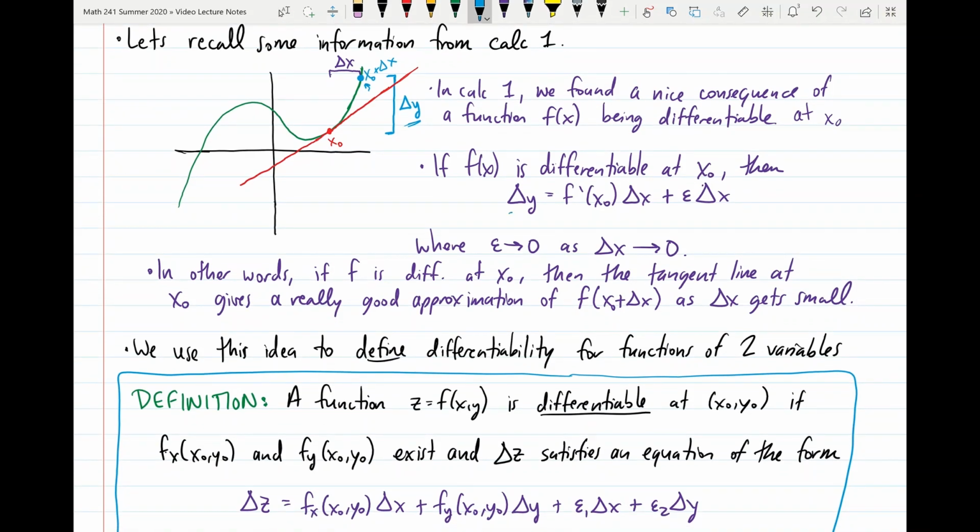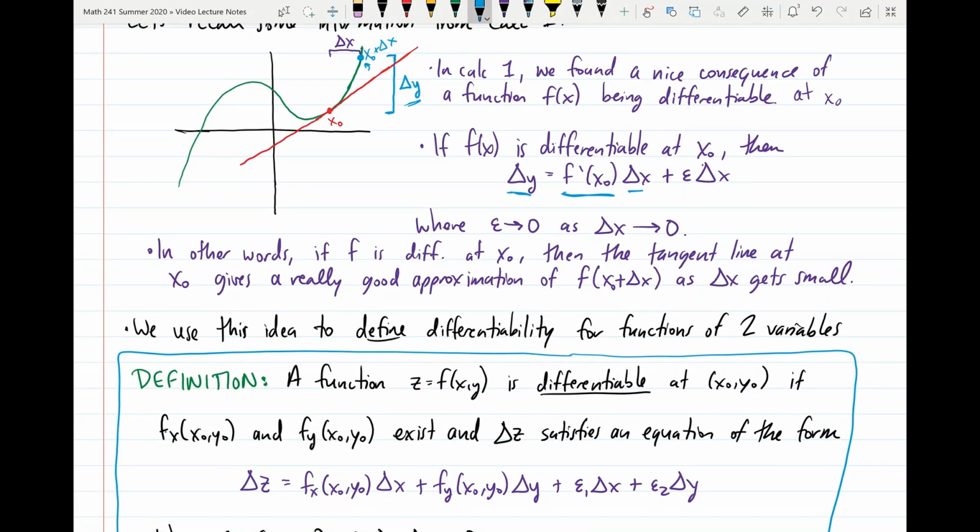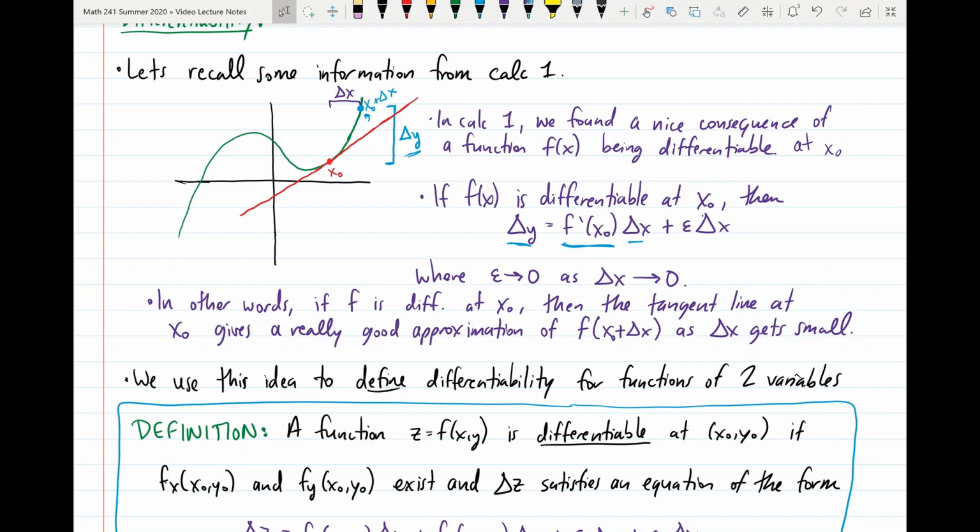And so we can say that delta y can be represented by f prime of x naught times delta x plus epsilon times delta x, where epsilon is some constant that gets closer and closer to 0. It approaches 0 as delta x gets really small. In other words, what we're really saying here is that if our function f is differentiable at the point x naught, then the tangent line at the point x naught gives us a really good approximation of our function as long as delta x is sufficiently small.